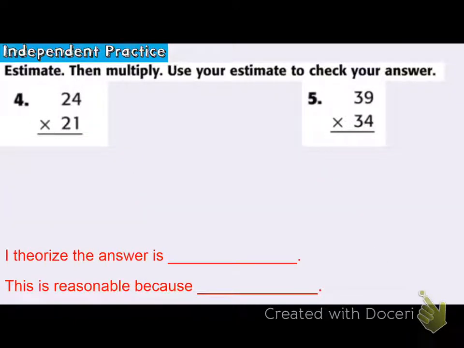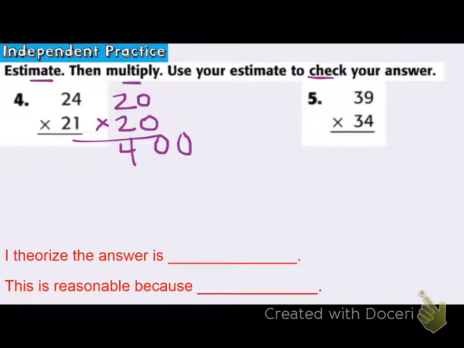Okay, independent practice, problem 4. We're going to estimate, multiply, and check our answer. Well, this is close to 20 times 20. I know 2 times 2 is 4, and I'm going to add my 2 zeros. I better get an answer close to 400 to have a reasonable answer. Multiplying by the ones place, which is the 1. 4 times 1 is 4, and then 1 times 2 is 2, so 24. And I know that 1 times 24 is 24, so I'm on the right track.